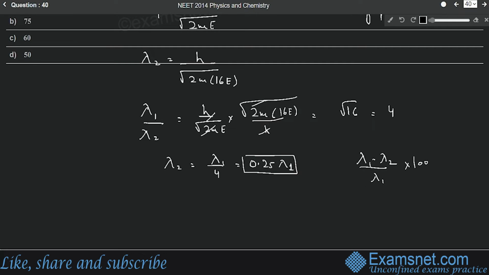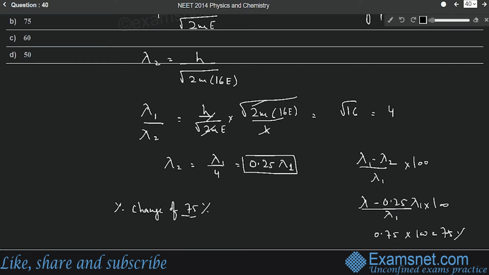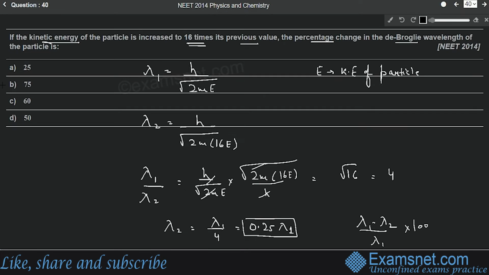So lambda 1 minus lambda 2 was lambda minus 0.25 lambda, upon lambda, into 100. So 1 minus 0.25, that means 0.75, and lambda will be cancelled, into 100, that means 75%. So there is a percentage change of 75. So option B will be the correct answer.